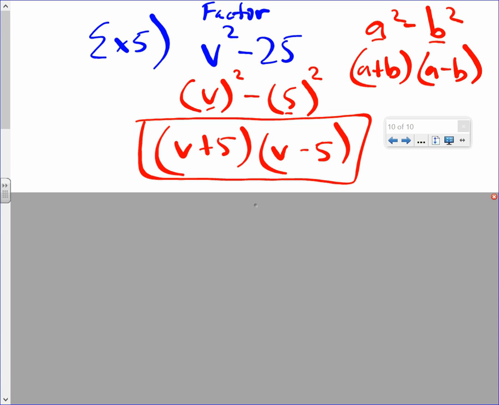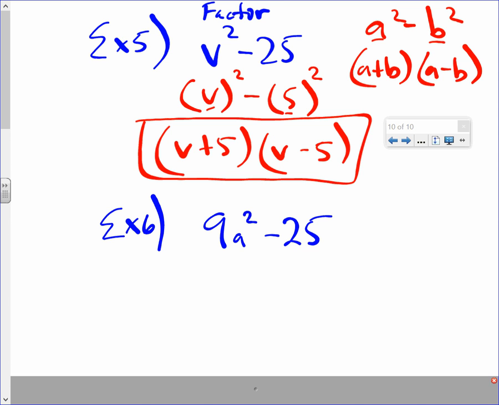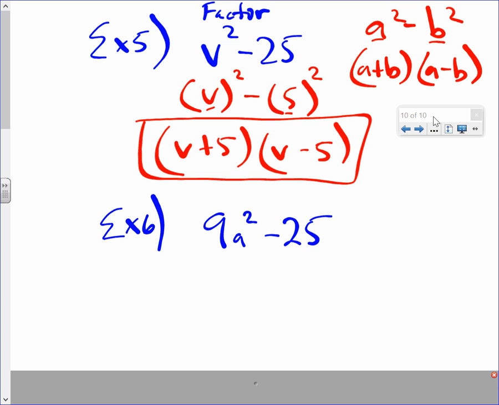Here we go. So here's our factors. We know we're done when we have our two binomials. Here we go. Example 6. 9a squared minus 25. Write that one down.